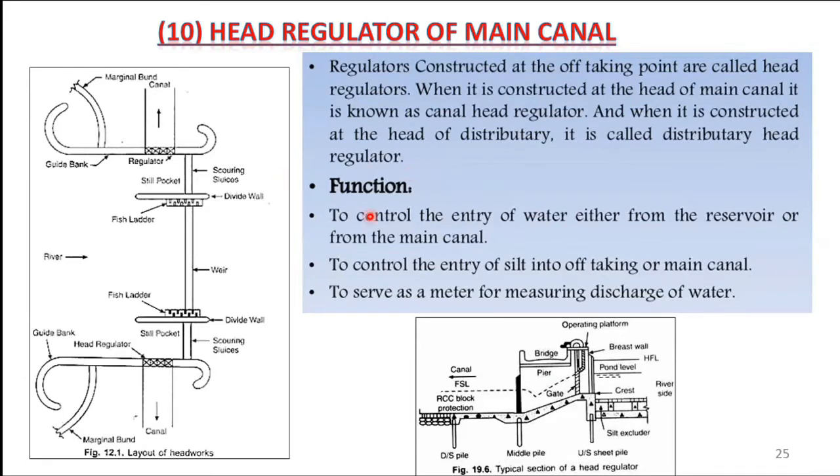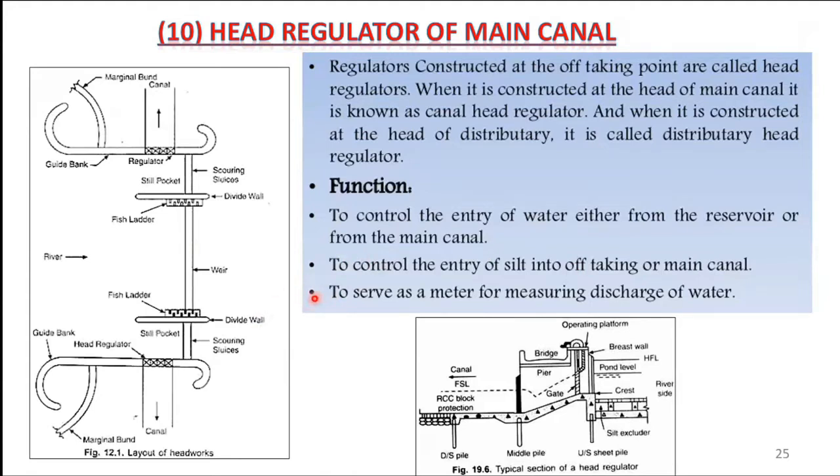Now, what are their functions? They have three important functions. The first function is they regulate the discharge towards the canal. Regulate means they control. So whenever they want to stop, they can stop. When they want to reduce, they can reduce. All right. So that is the first function. What is the second function? These head regulators, they control the entry of silt into the canal. How they control the entry of silt, that we will discuss just now.